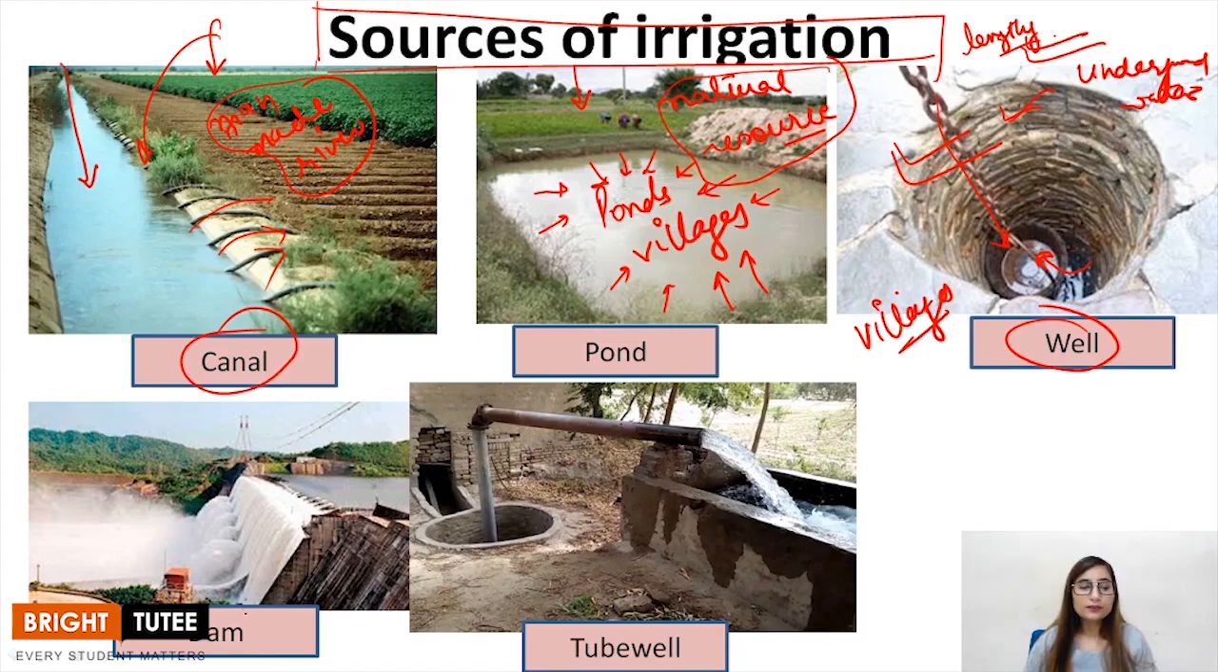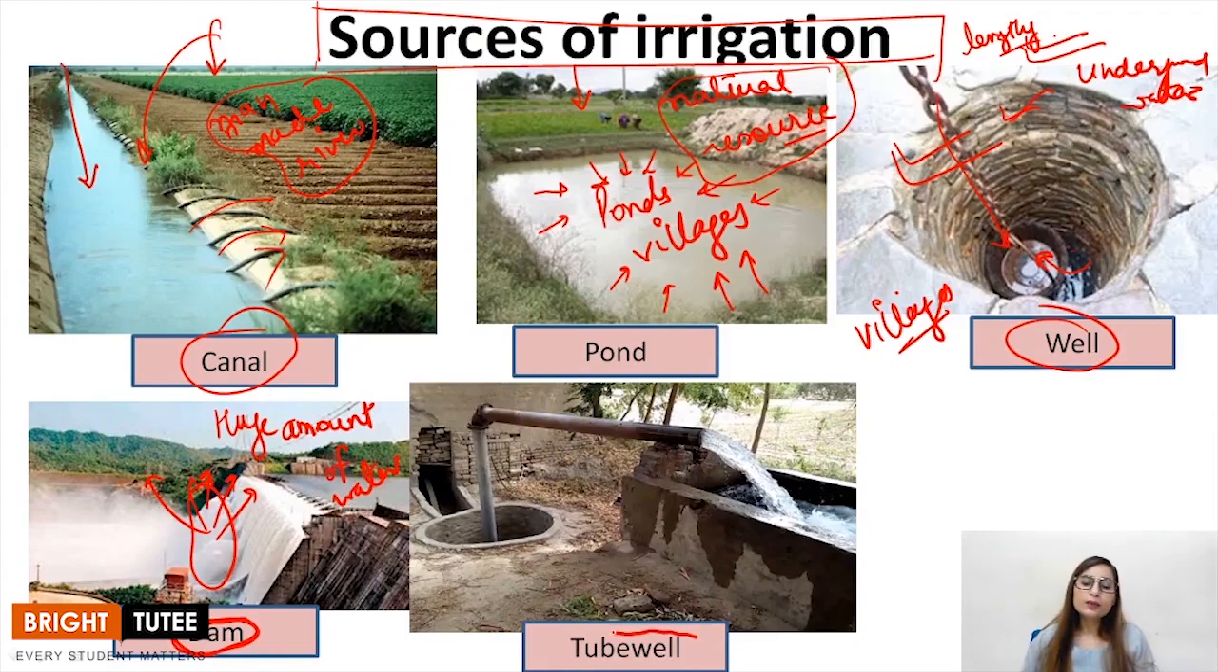Then dams. These are used majorly for large fields because there is a huge amount of water present, right? So for larger fields, water is obtained from dams. As you can see, the amount of water and the flow of water as well. So they are easily transferred into the nearby fields, right?